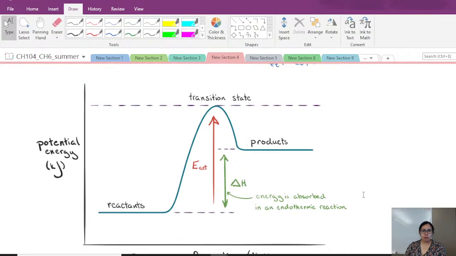And so looking at our reaction diagram here, note we have our activation energy, so that's just reactants to transition state, but our delta H is just reactants to products. And so in this case, again, endothermic reaction, products are higher in energy.